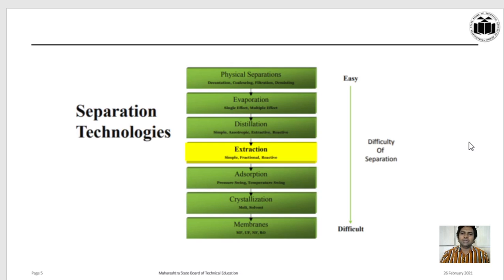Now, if we see the level of difficulty for the different operations, we see that the level increases toward membrane separation, and as far as extraction is concerned, extraction is in the middle of these processes. Physical separation is very easy, and distillation is quite easy as compared to extraction, because distillation almost gives the pure product, and the product obtained after extraction again needs further purification by means of distillation.